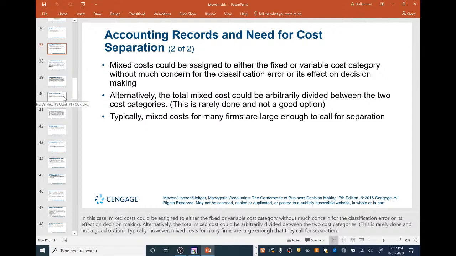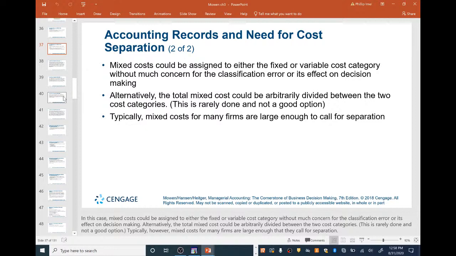So mixed costs could be assigned to either the fixed or variable cost category without much concern for the classification error or its effect on decision making. But alternatively, the total mixed cost could be arbitrarily divided between the two cost categories. Just want to point out that, as it says here, this is very rarely done, and it's really not a good option, because you're just arbitrarily dividing them. So that's not going to give you a true depiction of bifurcating these costs. When I say bifurcating, that's separating them, okay?